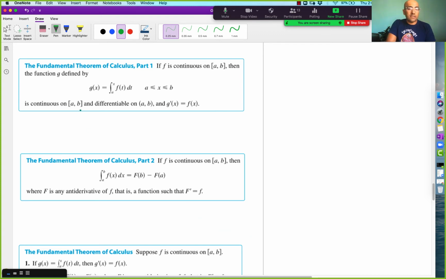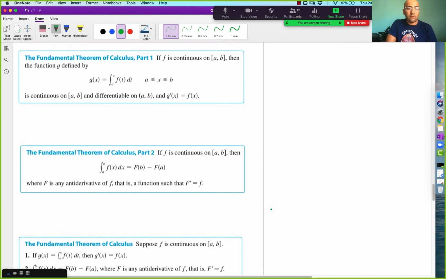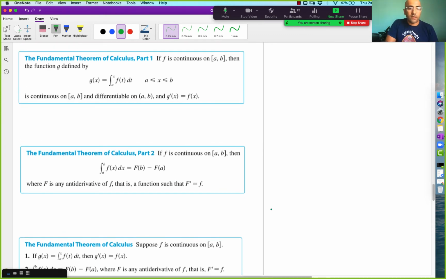Notice that this is inclusive of the endpoints, so it's continuous on [a, b] inclusive of the endpoints, and differentiable on (a, b) not including the endpoints. And this is the kicker, that the derivative of this function, g prime of x, is equal to f of x, the function that you're integrating. Good? I know. Mind-blowing. Okay. And then, just as you're chewing on that, there's a second part to the fundamental theorem of calculus, which is really the most functional part of it.